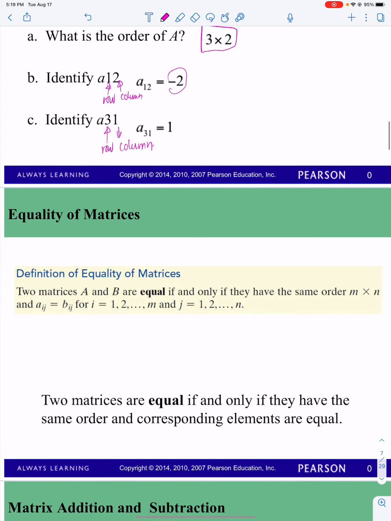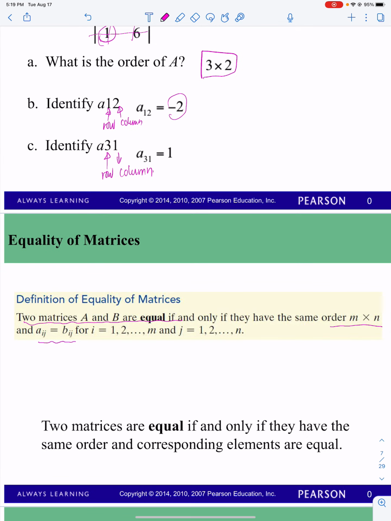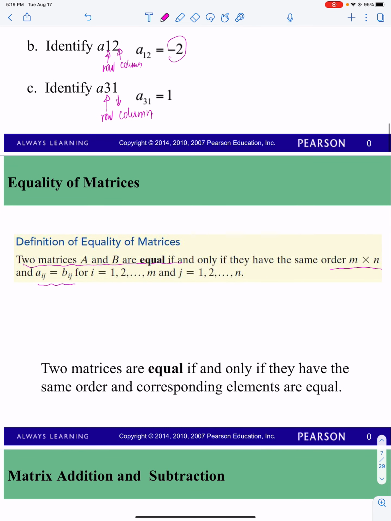Okay, definition of equality of matrices. What will be equal matrices? Two matrices A and B are equal if and only if they have the same order, and Aij equals Bij for all elements. So they have to be exactly the same. No matter whether the form or the values, they have to be exactly the same.